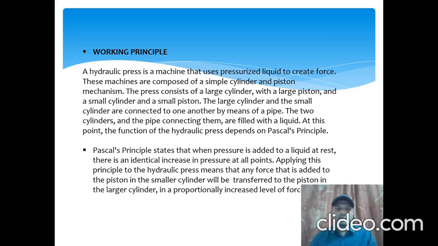At this point, the function of the hydraulic press depends on Pascal's principle. Pascal's principle states that when pressure is added to a liquid at rest, there is an identical increase in pressure at all points. Applying this principle to the hydraulic press means that any force that is added to the piston in the smaller cylinder will be transferred to the piston in the larger cylinder at a proportionally increased level of force.